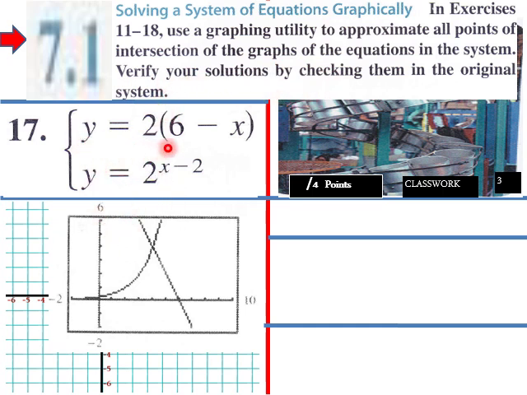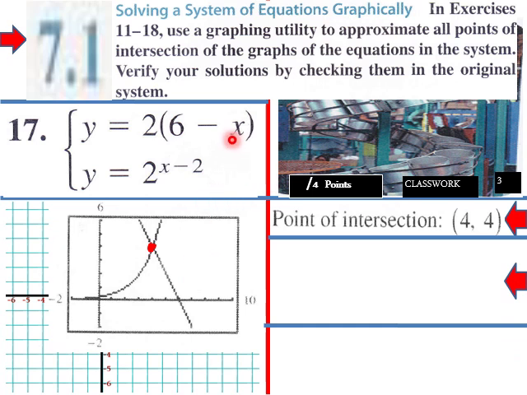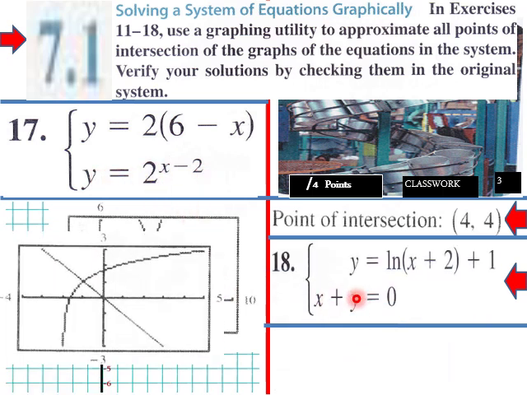So for this situation here, here's our solution there. There's our point of intersection. There'll be a 4, 4 there. By using trace, you find out that your intersection will be there, or the intersect feature of your graphing calculator. For this system here, your solution will be 4, 4. So when x equals 4, y equals 4. So 4 minus 2 would be 2. 2 squared equals 4. Yeah, that checks.